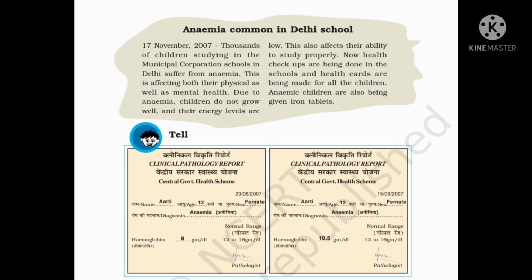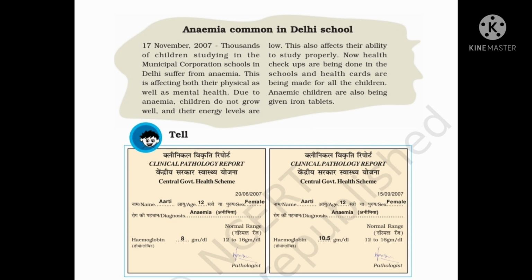Now, health checkups are being done in schools and health cards are being made for all the children. Anemic children are also being given iron tablets. So iron is a major thing which heavily impacts anemia deficiency. So just having enough iron can cure the major cause of anemia in one's body.